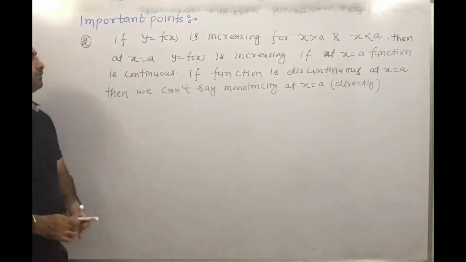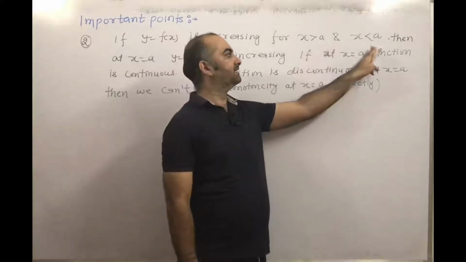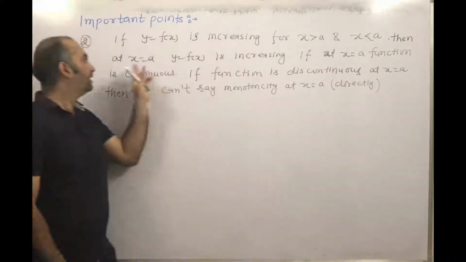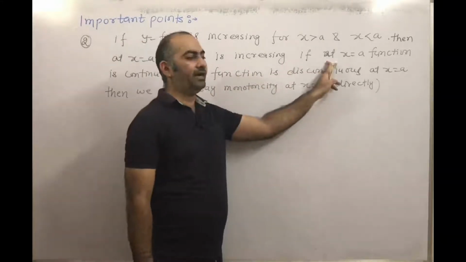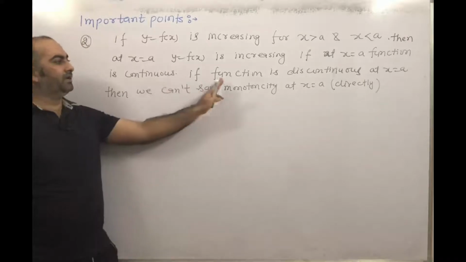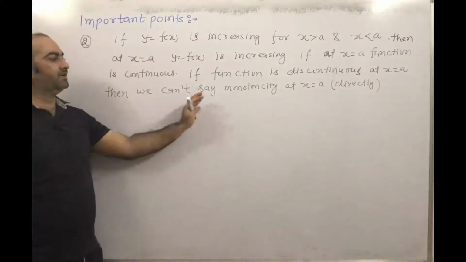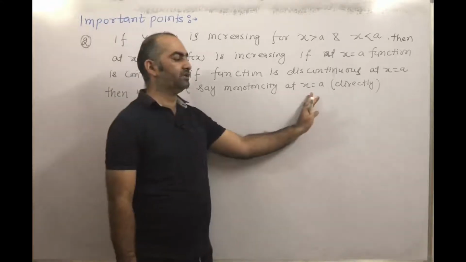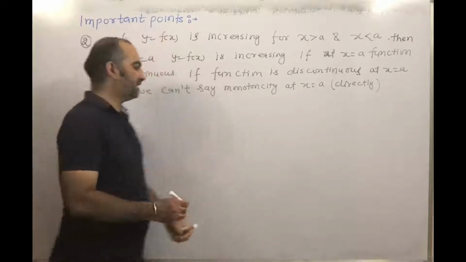So what is the point? If y equal to fx is increasing for x greater than a and x less than a, then at x equal to a, y equal to fx is increasing if at x equal to a function is continuous. If function is discontinuous at x equal to a, then we can't say monotonicity at x equal to a directly. Then we have to check only. Okay, example we can take.